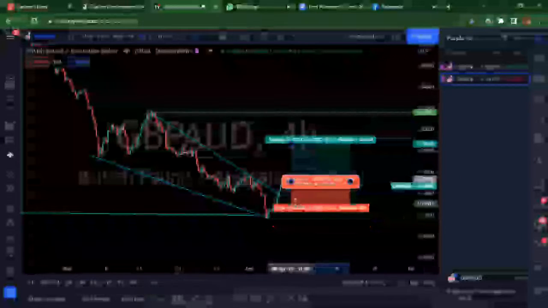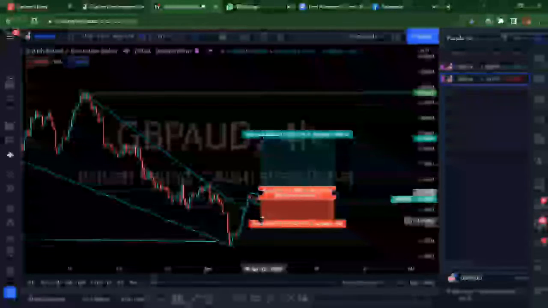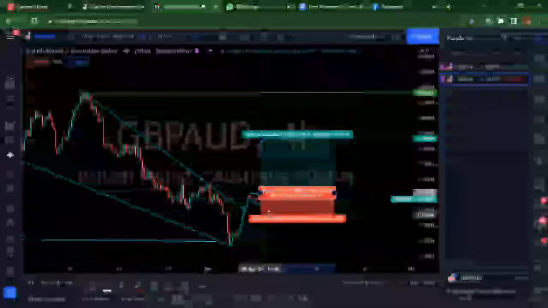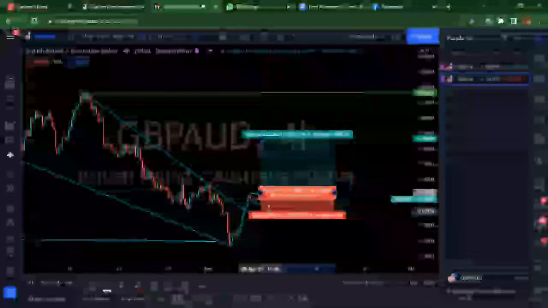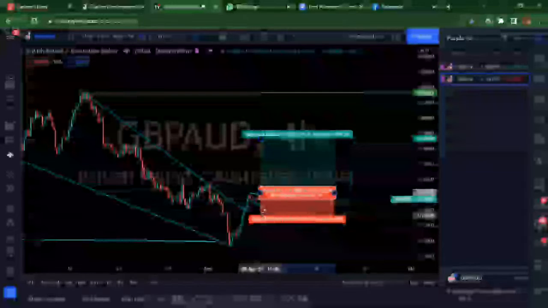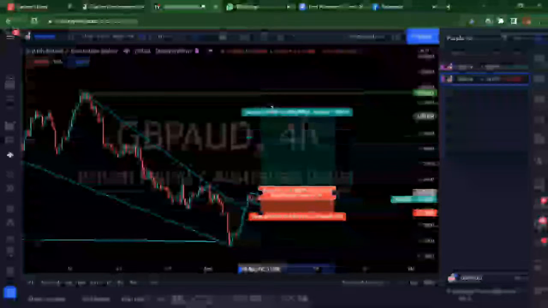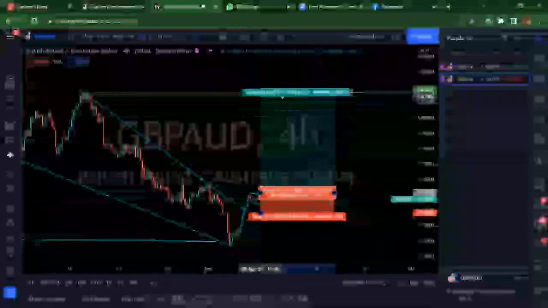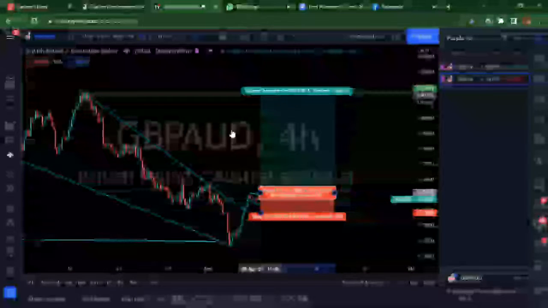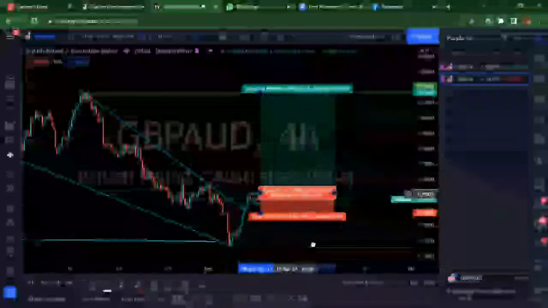Then have a wide stop loss. Just give it a little bit of room. So I would execute on the 1 hour time frame. Then I would have a stop loss like this. Give it a little bit more room, give it some space so that it can breathe, so that I can be comfortable knowing that my stop loss is in the right place.